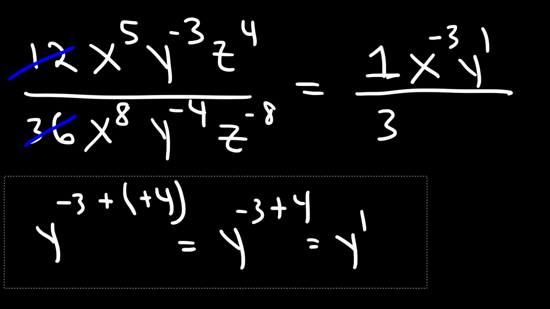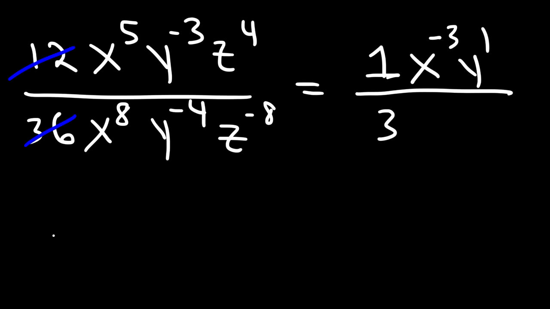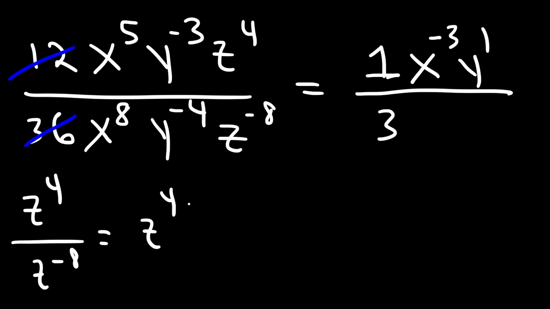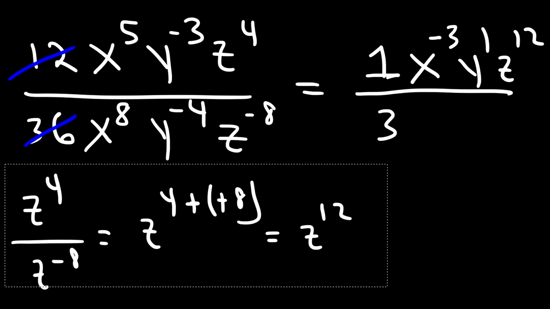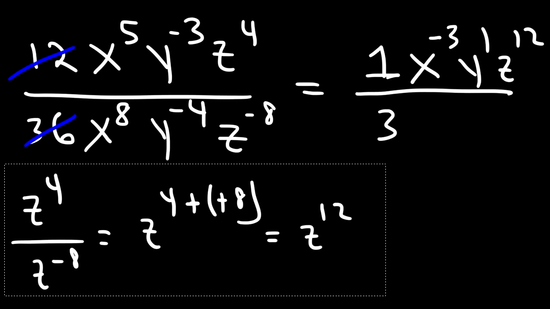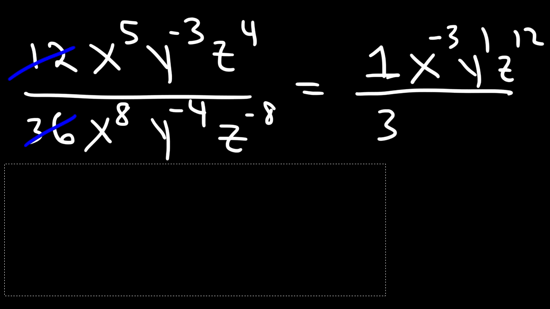Now for the last one, z to the 4th divided by z to the negative 8, that's going to be z to the 4 minus negative 8, and we can make this a positive sign. So 4 plus 8 is 12. So we have z to the 12 on top. So initially, after you subtract the top exponent by the bottom exponent, the variable will go on the numerator of the fraction.